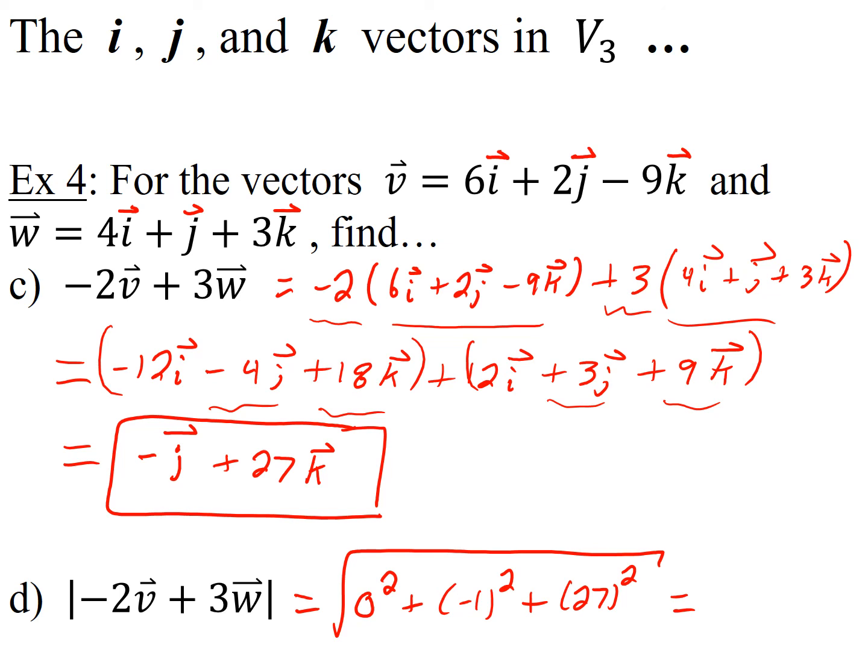Okay, 27 times 27 is 729. So that's 729 right there. Plus 1, so we have 730. So this is the square root of 730. You may be able to simplify that, but I'm not going to go any further than that. So let's leave it like that. All right, that's how that goes.